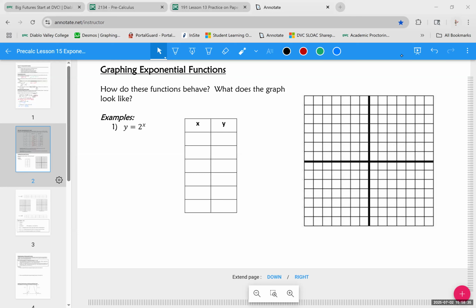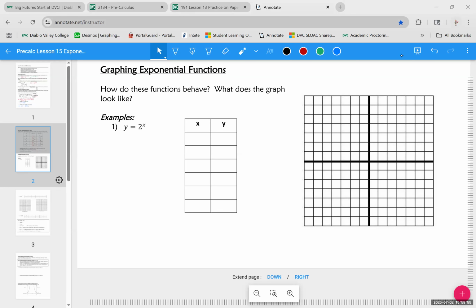But remember how we first learned the toolkit functions: we said, let's make an XY table, graph it, and see what it looks like. So that's what we're going to do to start. But then once we know what they look like, we will not be doing that. We will be remembering those base graphs and using our translations accordingly.